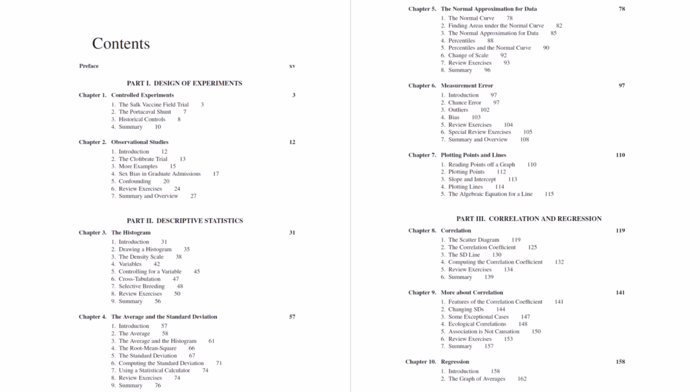In this video, we're going to work the review exercises from Chapter 5. So Chapter 5 is on the normal distribution. So how we use the normal curve, the normal distribution, to make approximations about an unknown set of data.